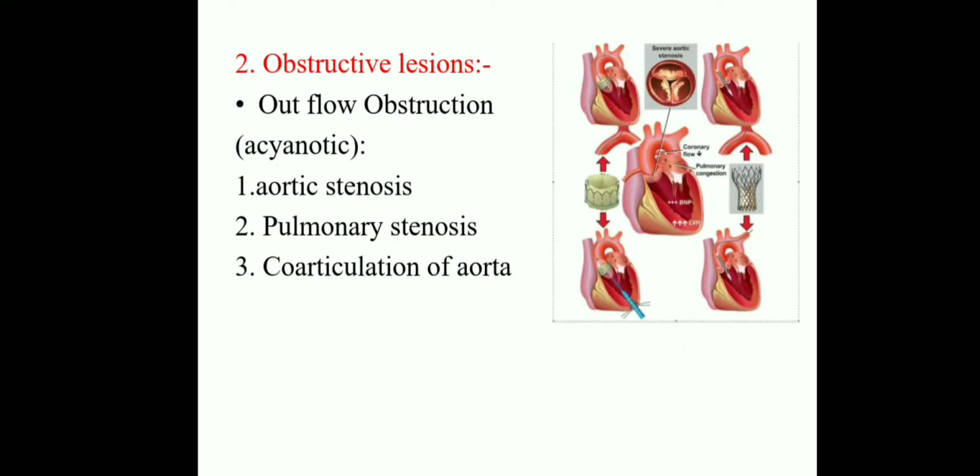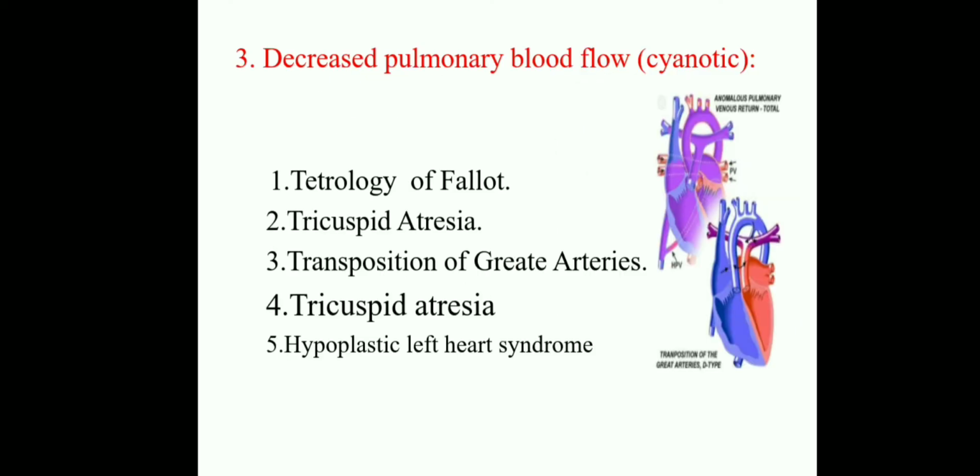And next one is obstructive lesions. Here the obstructive lesions are AS means aortic stenosis, PS means pulmonary stenosis, and coarctation of the aorta, COA. These are the obstructive conditions. And next one is decreased pulmonary blood flow conditions. What are the decreased pulmonary blood flow conditions? TOF means tetralogy of Fallot, tricuspid atresia, transposition of great arteries, and hypoplastic left heart syndrome. These are the conditions that come under the decreased pulmonary blood flow.